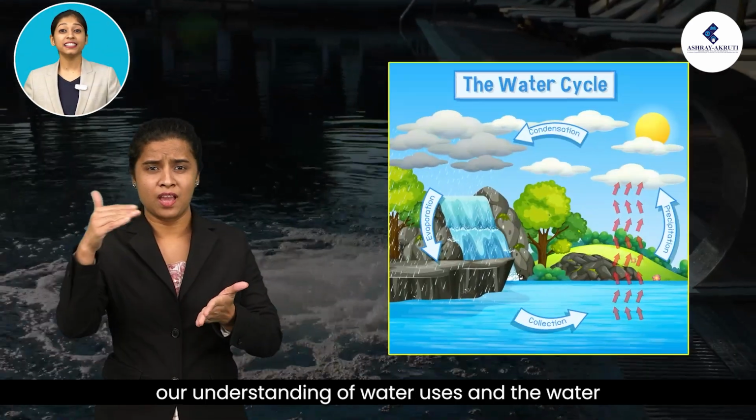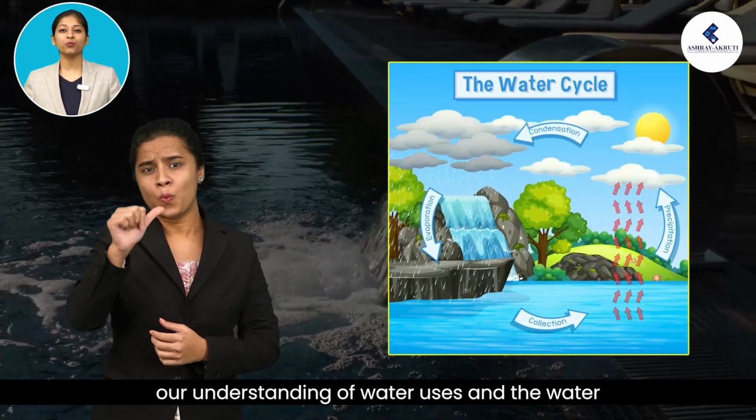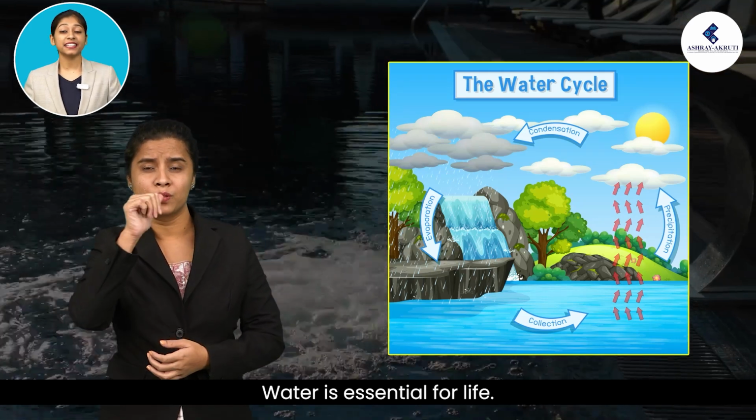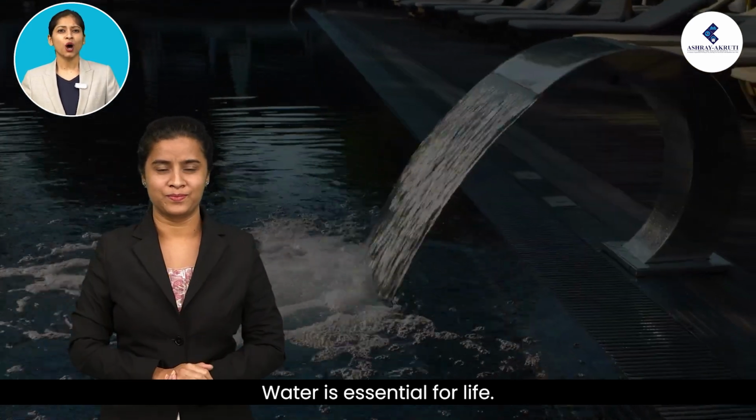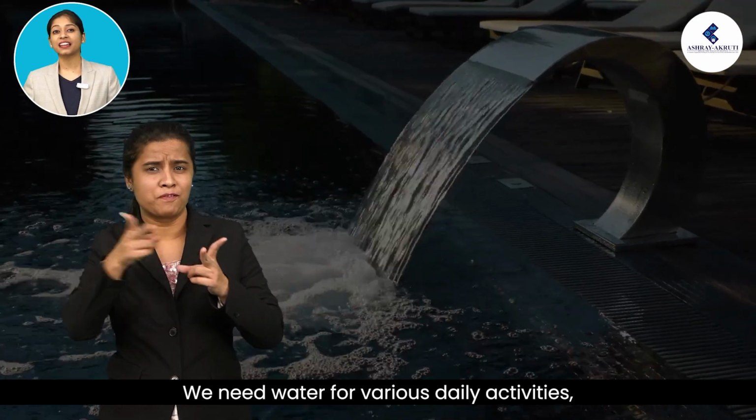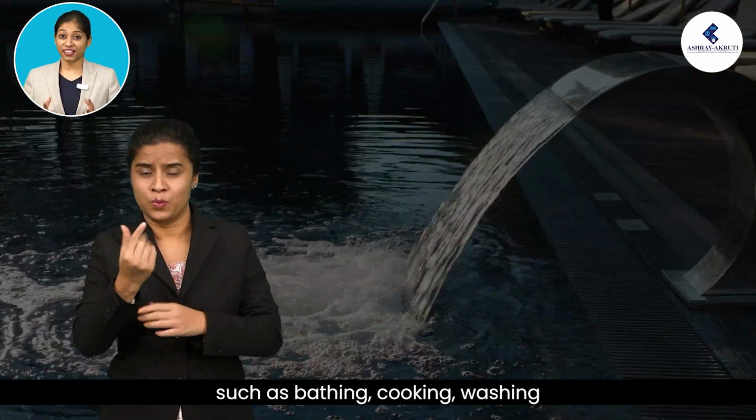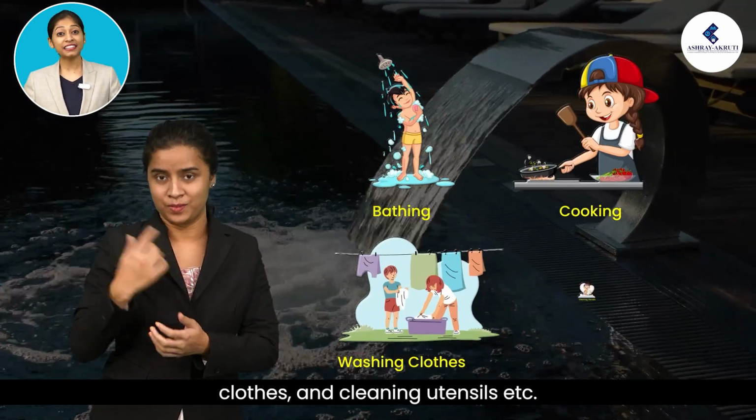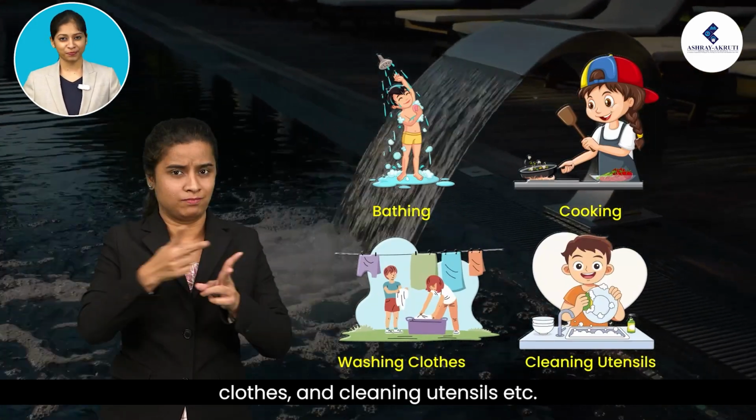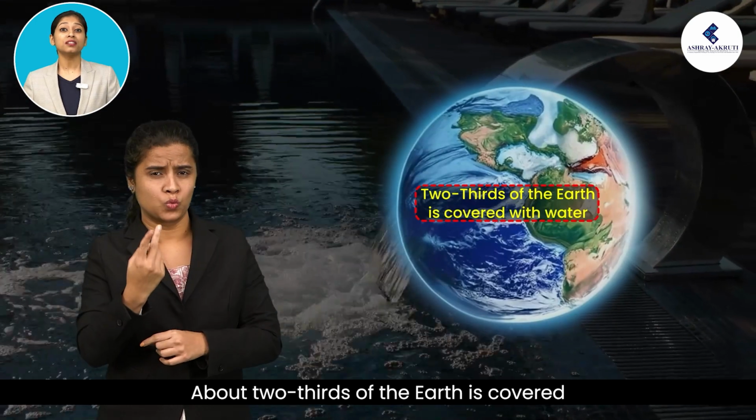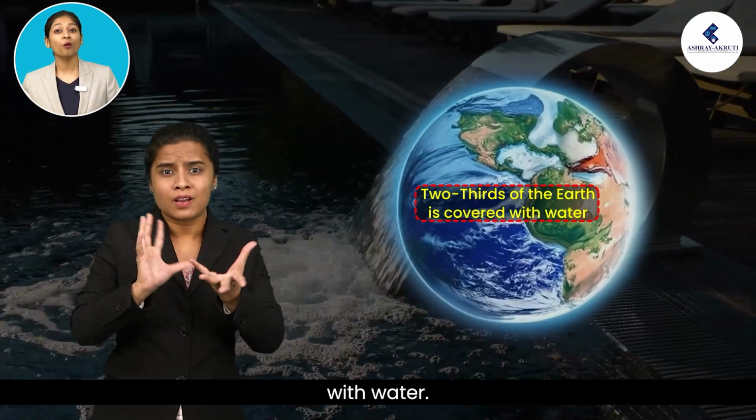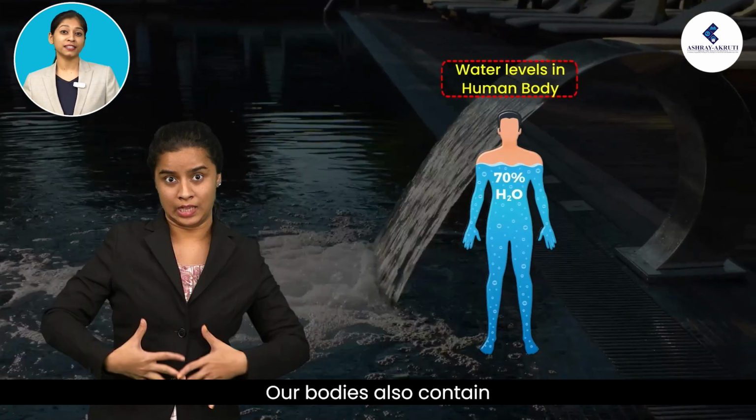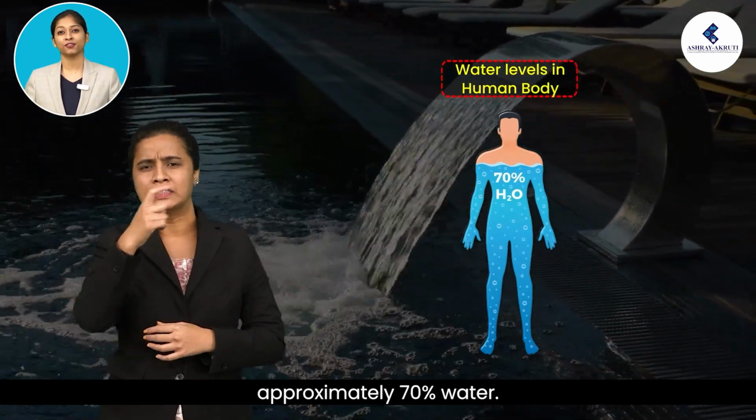Let's recap our understanding of water uses and the water cycle. Water is essential for life. We need water for various daily activities such as bathing, cooking, washing clothes and cleaning utensils, etc. About 2/3 of the earth is covered with water. Our bodies also contain approximately 70% of water.